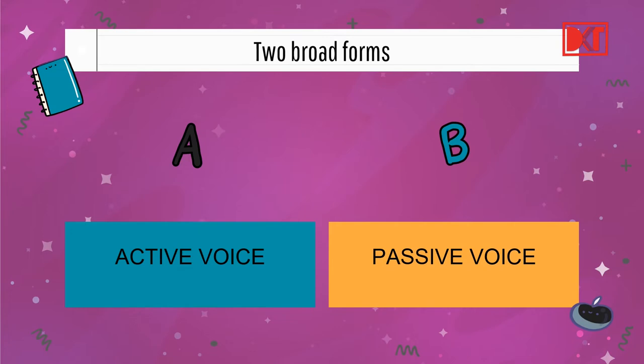Okay, so as I told you, we are going to be studying two broad forms. One is going to be the active voice, another is going to be the passive voice. Isme se ek hame batayegi ki the subject is performing the action, the other one will tell us that the subject is receiving the action. Okay, let's see.